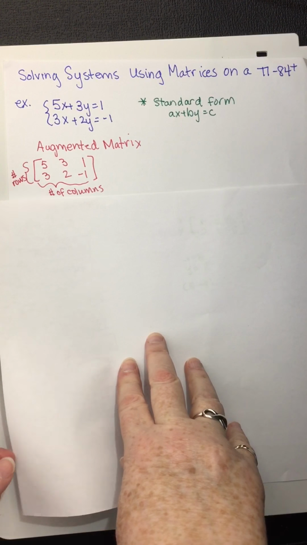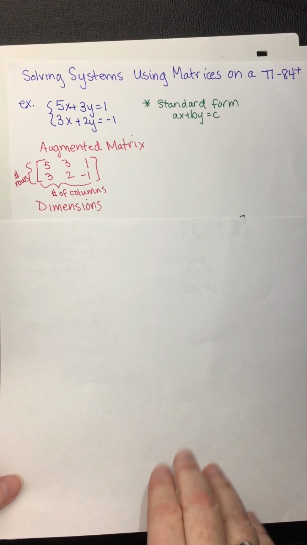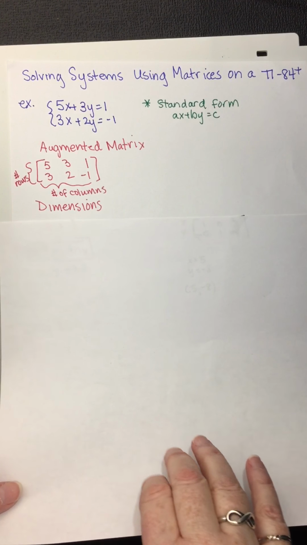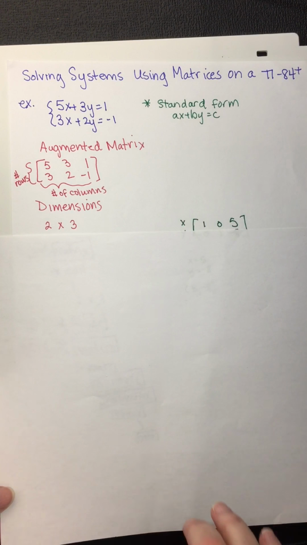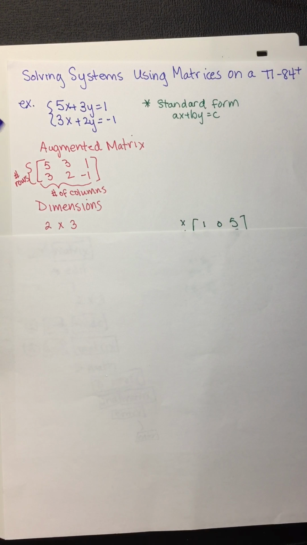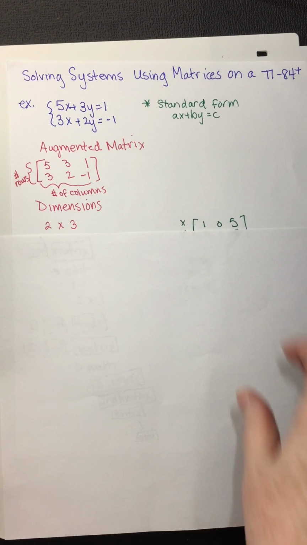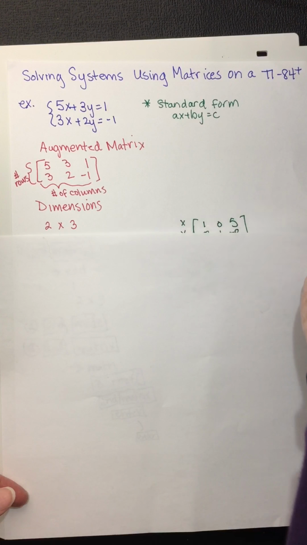Okay, our matrix can be described by its dimensions. The dimensions of a matrix are going to be the number of rows by the number of columns. In our case, we have 2 rows and 3 columns. So we say that our matrix is 2 by 3. Okay, so now we are going to put our matrix in the calculator.